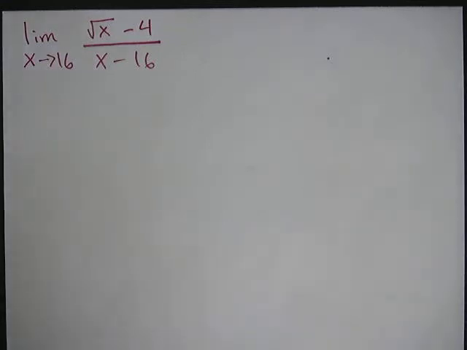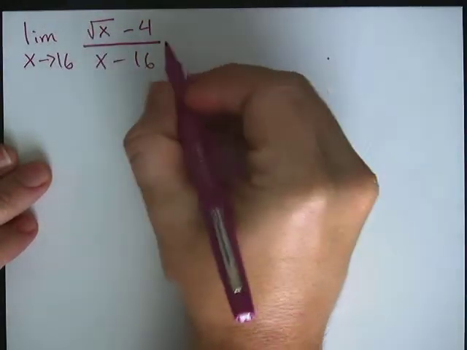On this problem, we're asked to find the limit as x approaches 16 of the square root of x minus 4 divided by x minus 16. So the first thing naturally that you want to do is plug in this 16, but you can see that's going to be an immediate problem.